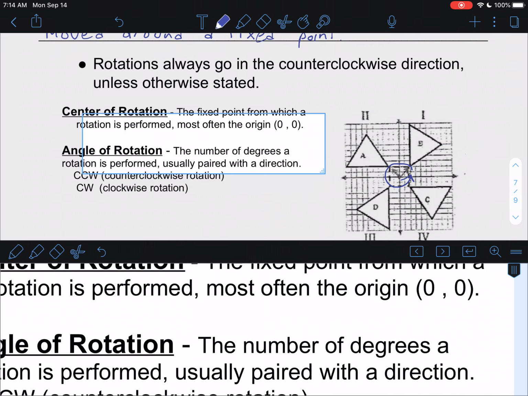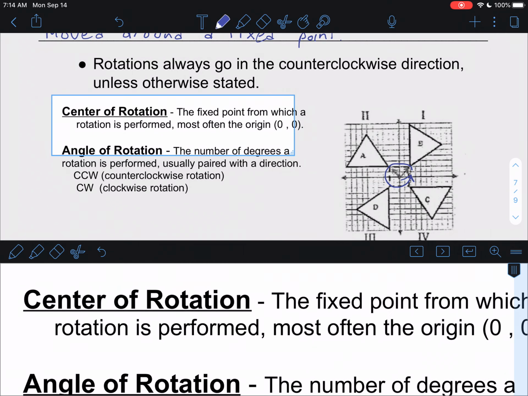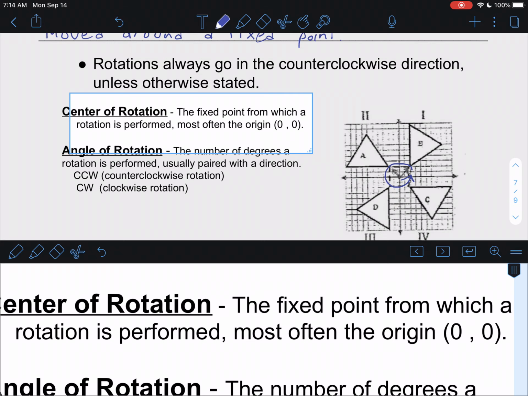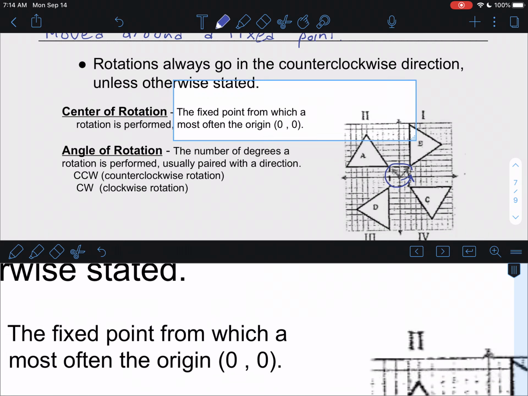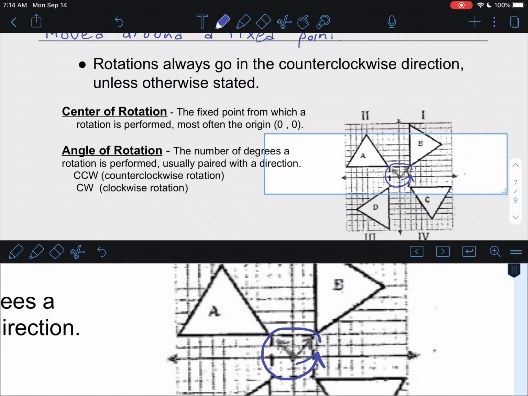So in rotation, we have these two new vocab words. We have the center of rotation, which is the fixed point from which a rotation is performed, which is most often the origin. So you can see in this image, they are rotating this triangle around the origin. And it looks like, because this one's labeled A, B, C, and then D, it looks like they actually rotated that one clockwise, which goes against what they just said, but you know, it usually goes counterclockwise.